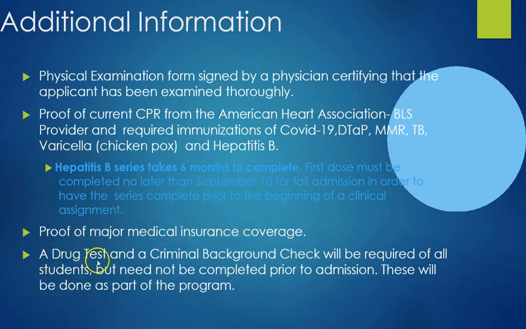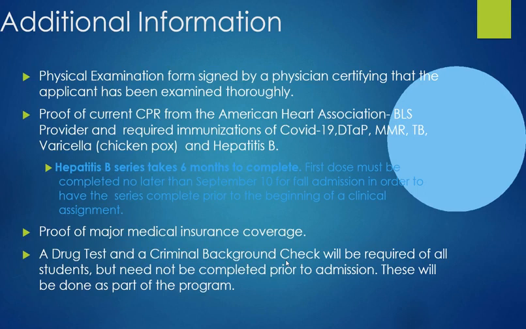We do a drug test randomly before you go to clinicals and a criminal background check. So once you apply to the program and get accepted to the program, you get a letter of intent saying that you accept or decline your position. Once you accept your position, we start a background check. A background check will be required of all students, but it's required after admission, and that would be done as part of the program.